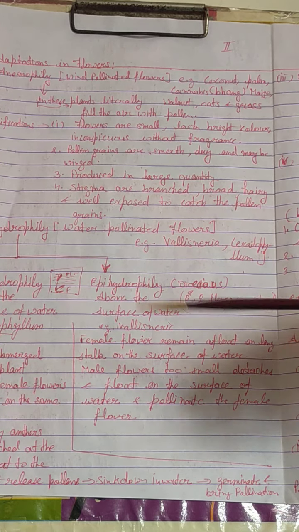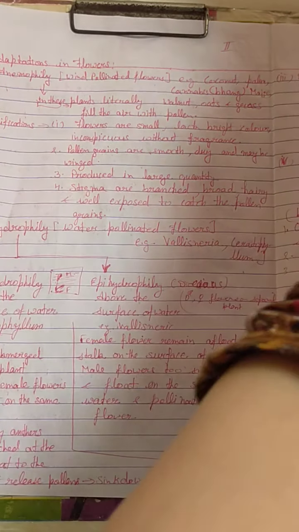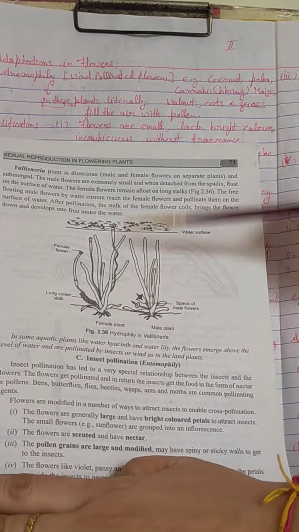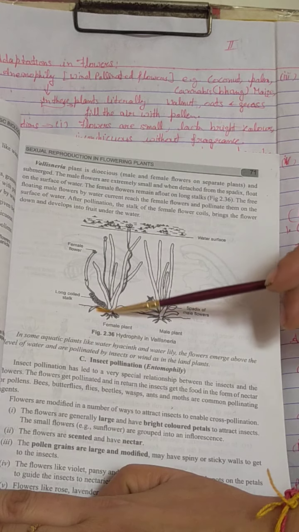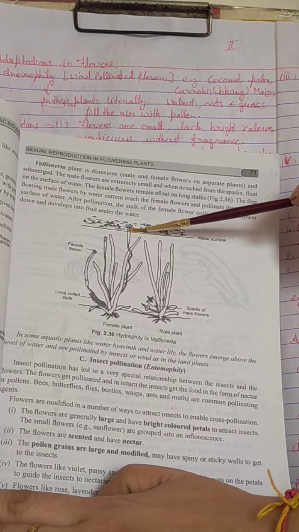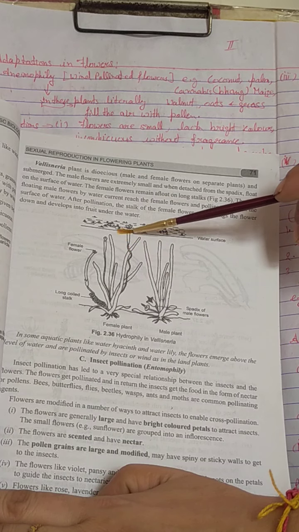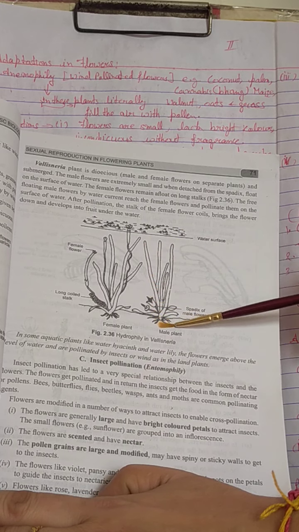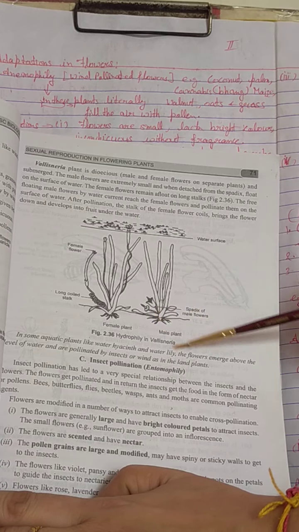What happens in epihydrophily, in case of Vallisneria, where half the plant is above the surface of water and half is below? Here there are separate male and female plants. This is the female plant and this is the male plant. The female plant bears the female flower at the surface of the water with a long stalk. The flower remains afloat on the surface of water, and the male plant is submerged, with the flower below the surface of water, at the base.